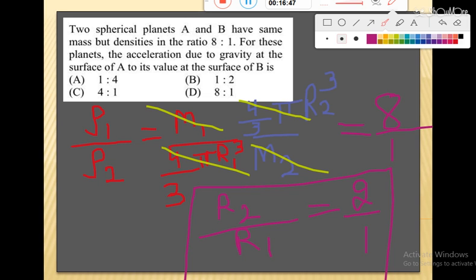So firstly, the density ratio is given, density of A to density of B. I am writing 1 for A, 2 for B. Density is equal to mass upon volume. Mass of two bodies are same, and 4 by 3 pi is also cancelled out. So we are left with r2 cube by r1 cube, which is equal to density 1 by density 2, equal to 8 by 1. Taking cube root on both sides, r2 by r1 is equal to 2:1.